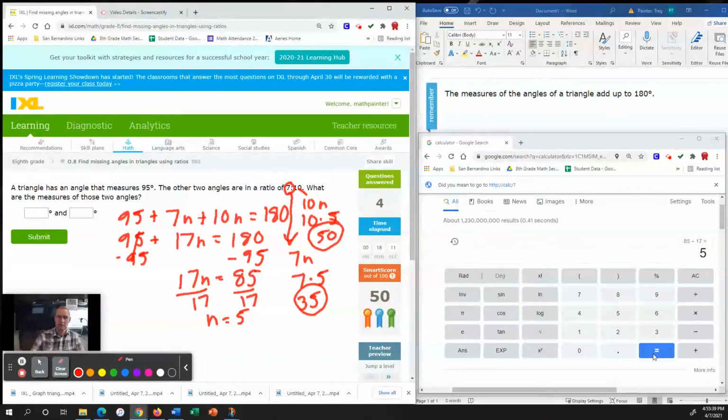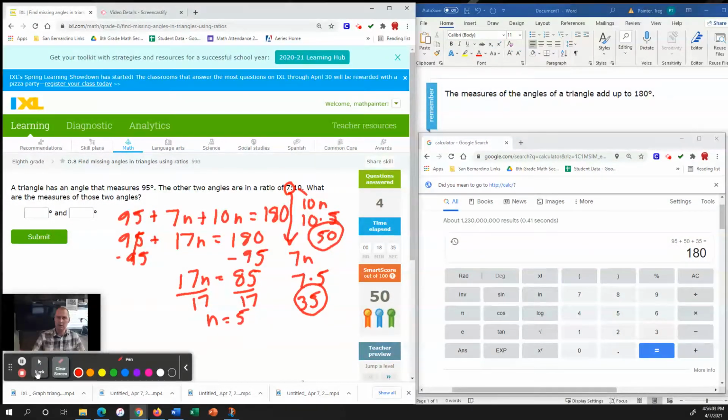But I'm going to do a final check to make sure that everything looks good. All right. Calculator, we're going to plug in all three. So the angle that they gave us was the 95, plus one angle I found was 50, plus the other angle I found was 35. It works out really nice to 180. So we know this one's good.